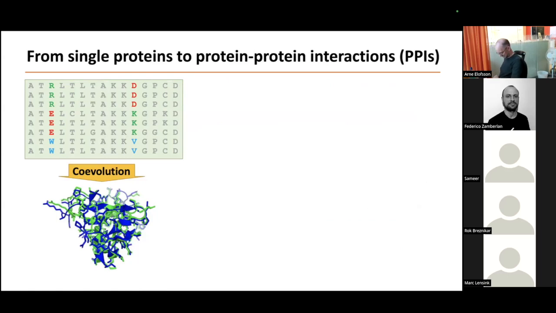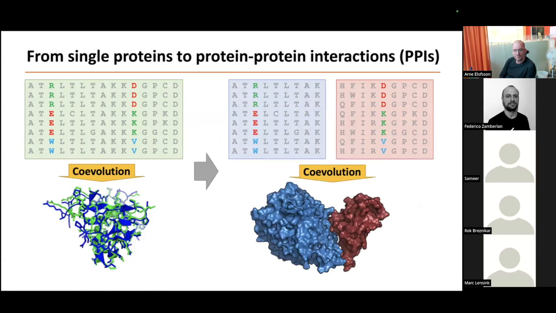With all these methods to understand coevolution and predict structure, obviously you can apply them to a single protein. Starting from a multiple sequence alignment, you get coevolution, and you can now accurately predict the structure of nearly any single protein. And obviously, you can also extend this type of method to predict interaction between proteins, because if two proteins interact, then whatever residues are on the interface are also supposed to co-evolve. So all the methods developed for single proteins can be used for protein complexes.